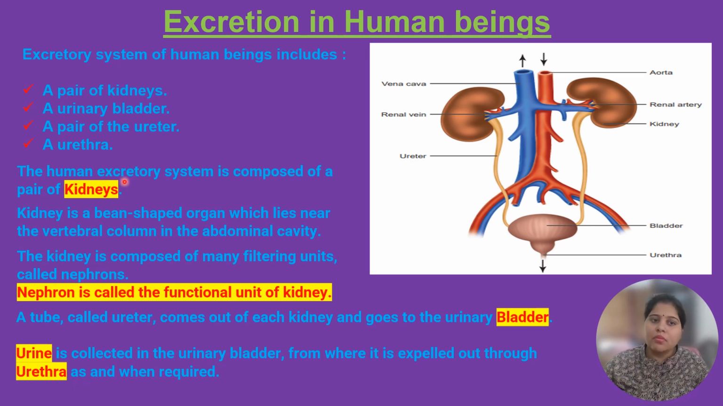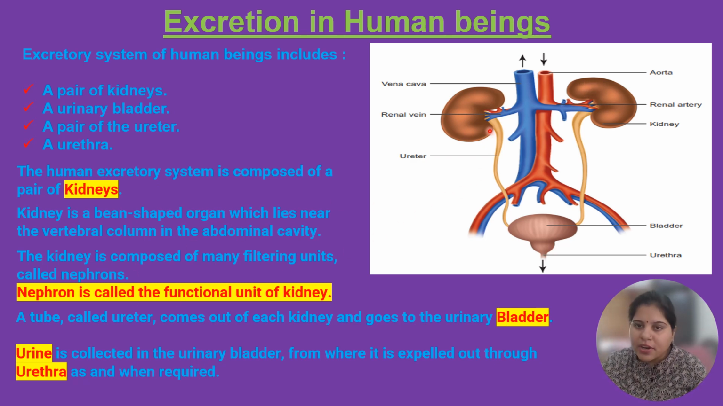Now, the human excretory system is composed of a pair of kidneys, meaning two kidneys are involved in this system, and the kidney is bean shaped, which lies near the vertebral column in the abdominal cavity. Now, these kidneys have many filtration units, and these filtration units are known as nephrons. And so we can say that the nephron is the functional unit of the kidney.